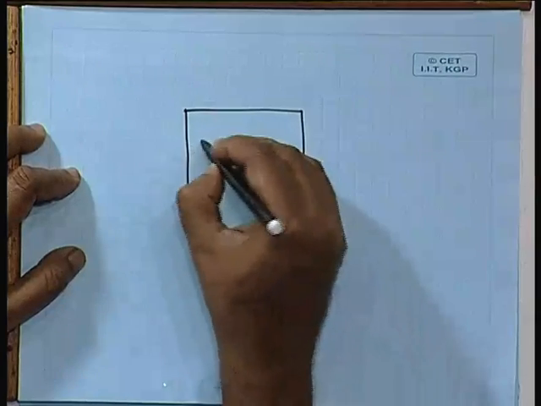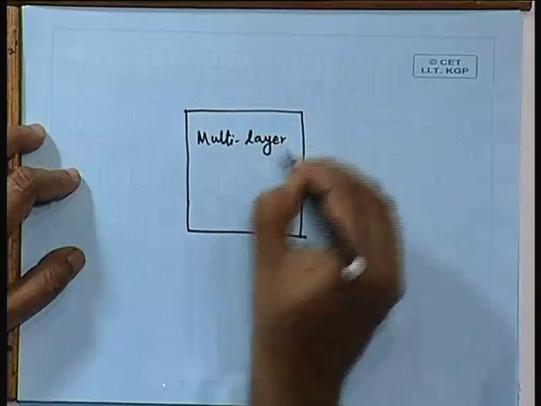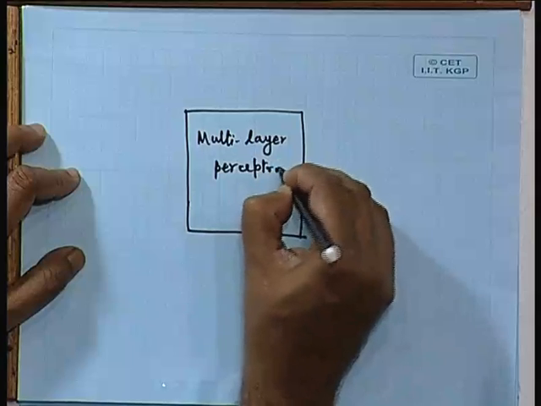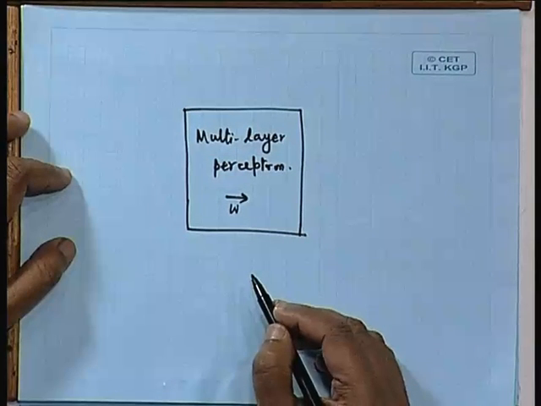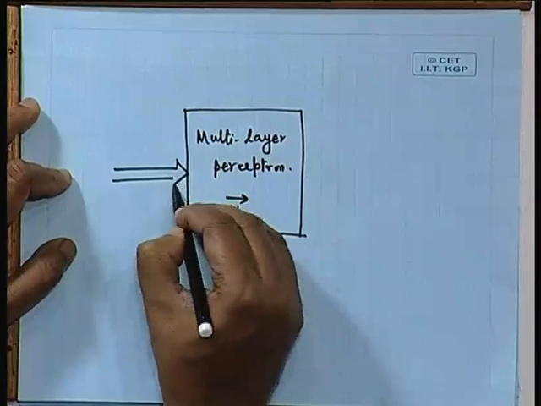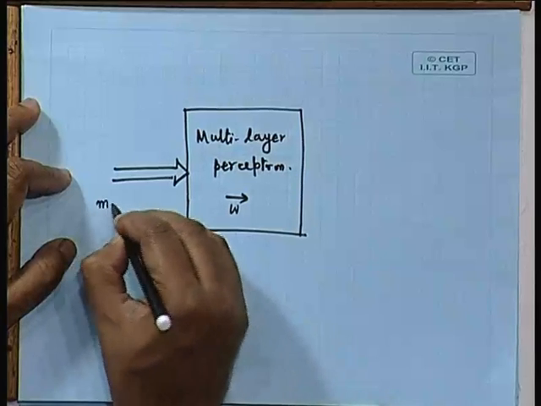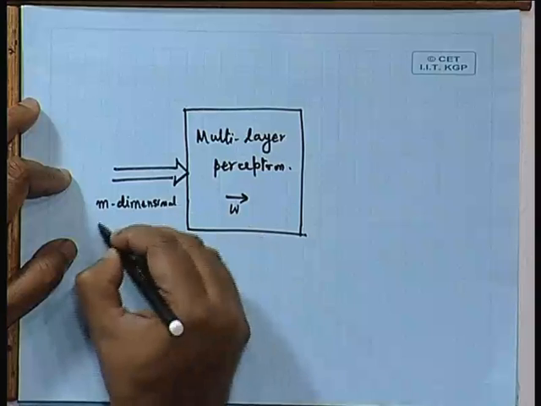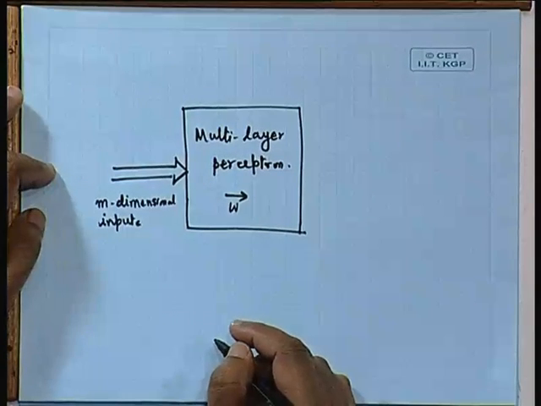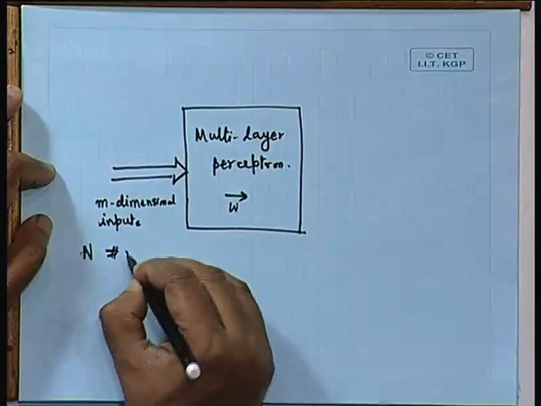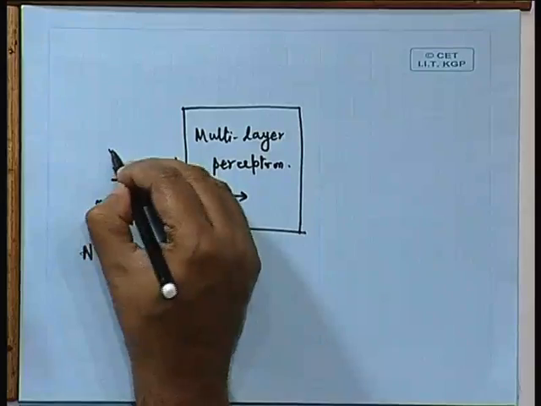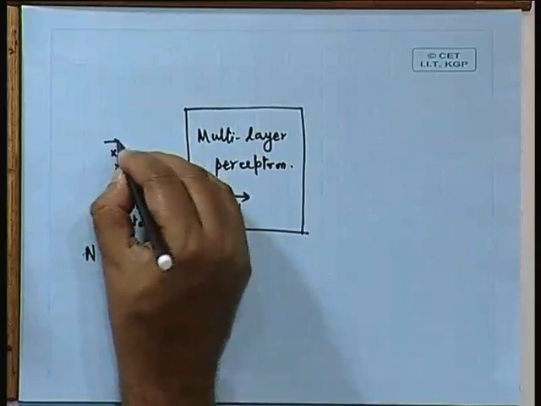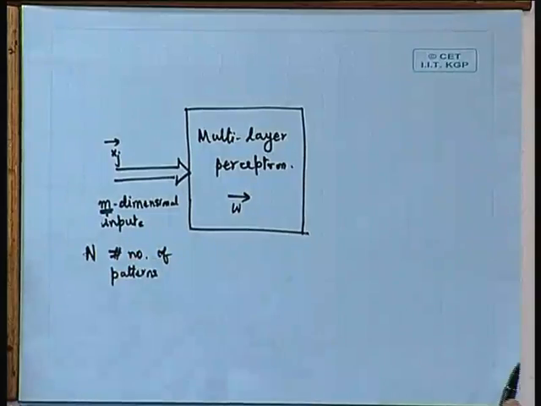So, we have a multi-layered perceptron network over here. This multi-layered perceptron will be described by its weight vector W, the synaptic weight vector. To this multi-layered perceptron we give inputs, and we are assuming m dimensional inputs as before. There are capital N patterns. Let us take the jth pattern, which we denote by the vector x suffix j, because all the inputs are vectors since they are in the m dimensional space.